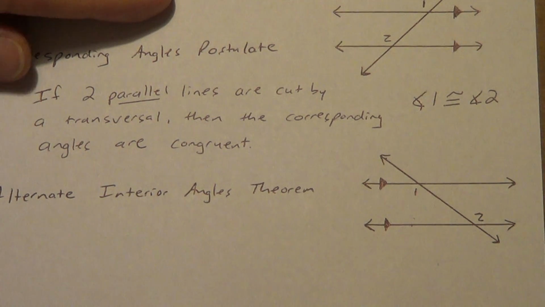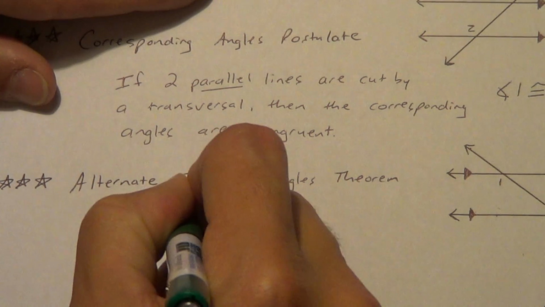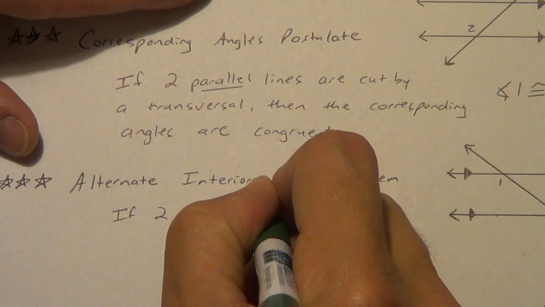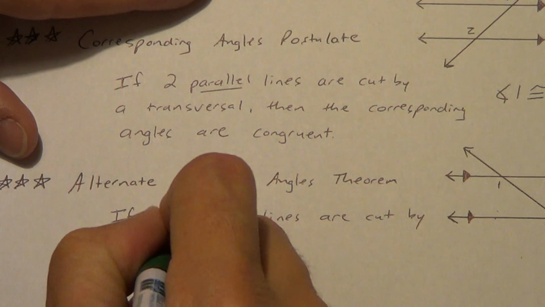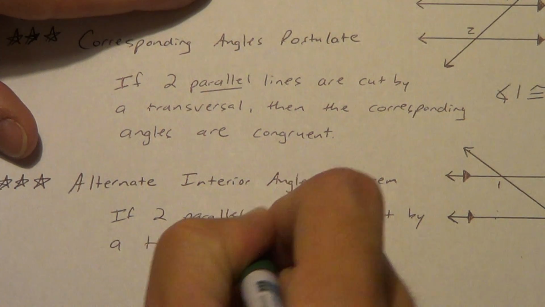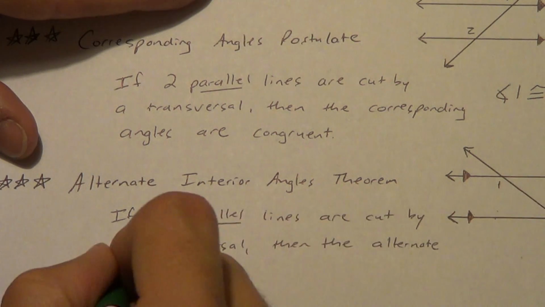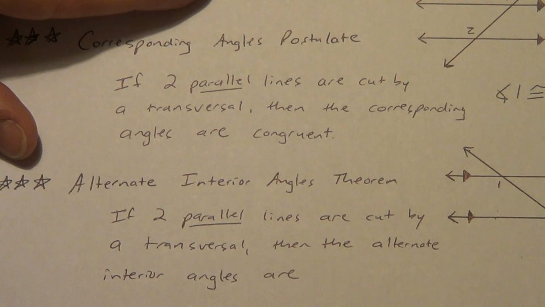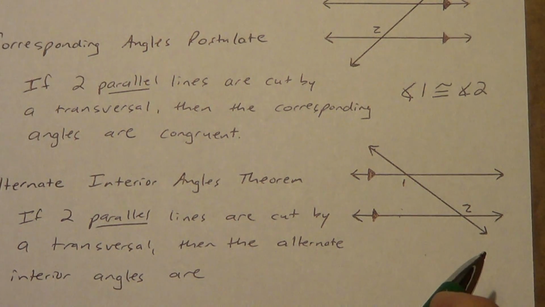All right, let's talk about what the alternate interior angle theorem says. It says if two parallel, once again, that's very important that the lines have to be parallel. If two parallel lines are cut by a transversal, then the alternate interior angles are what? Well, what do you think is true about that angle and that angle? What do you think? You think they might be congruent? All right, well, let's take a look.